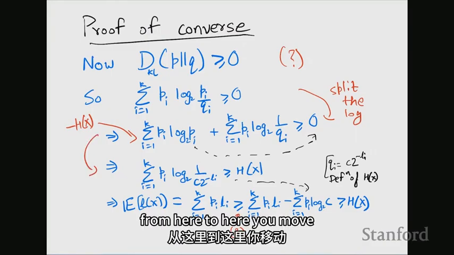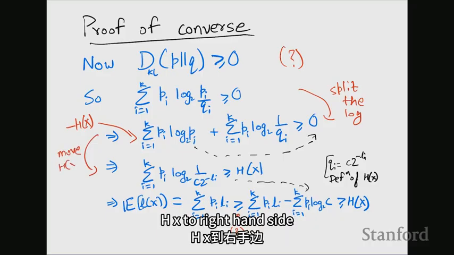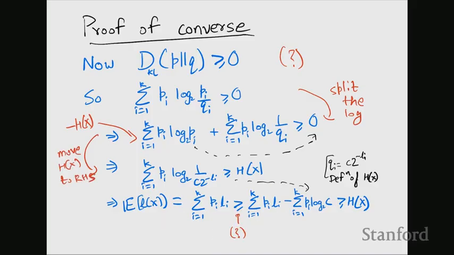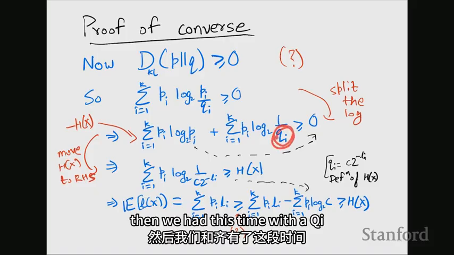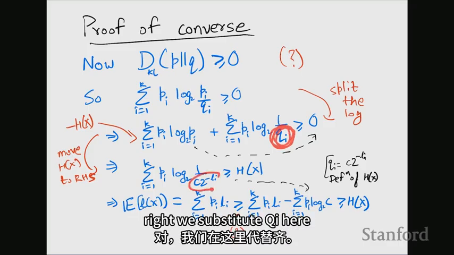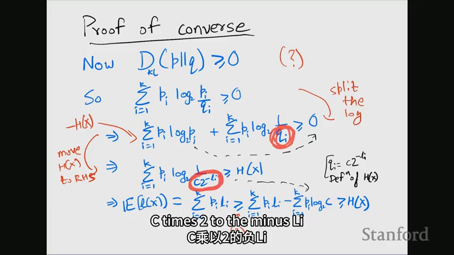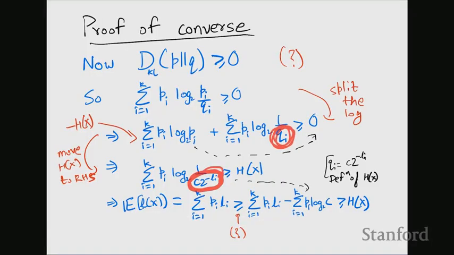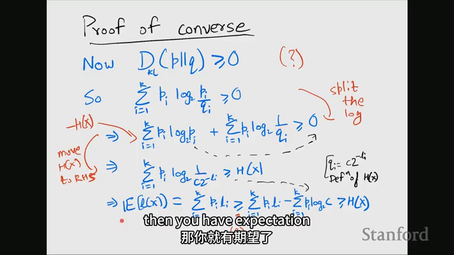From here to here, you move H(X) to the right hand side, right? And I would encourage you to go over it in peace at home. Then we had this term with a qi, right? We substitute qi here, so you get this c times 2 to the minus li. Then you have expectation.